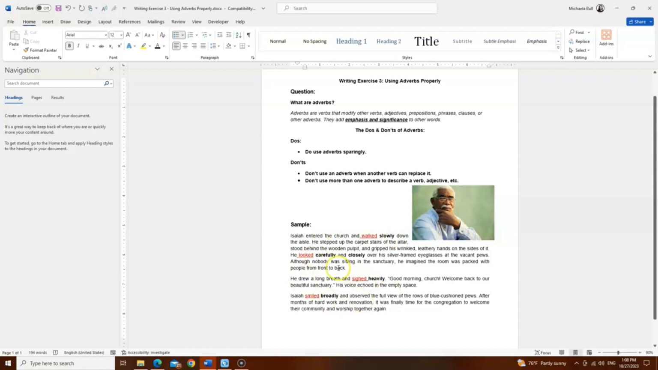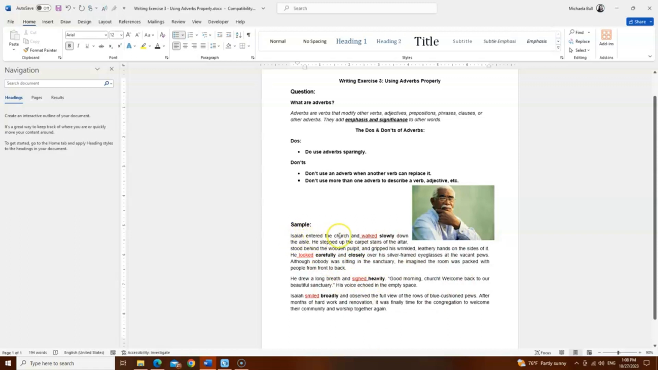Below here I have a sample from one of my novels of my highly appraised series about my character Isaiah, and I just have a picture of the older version of him here. I'm just going to read over this passage and then see how I can remove some of these adverbs within this sample.